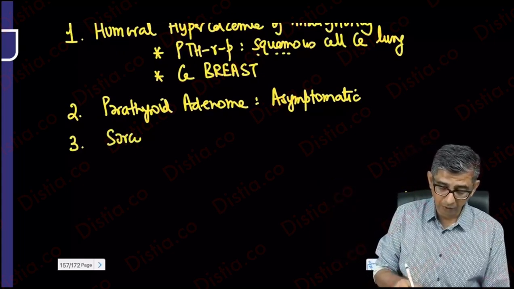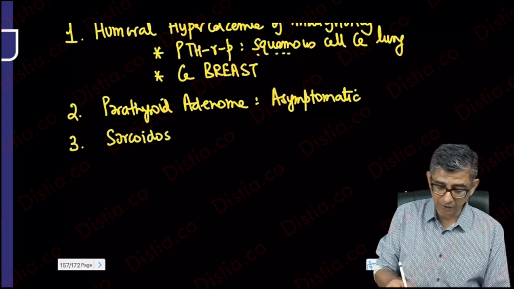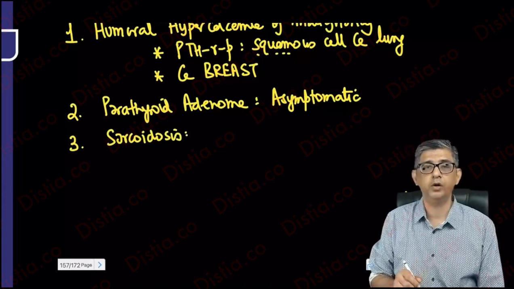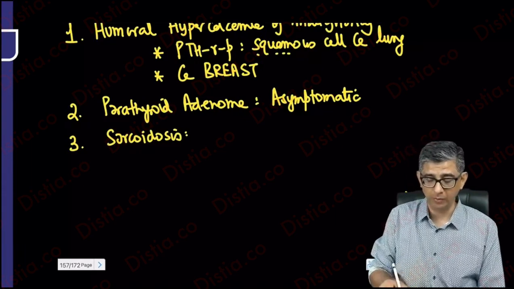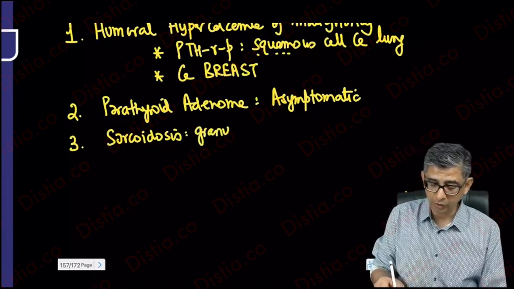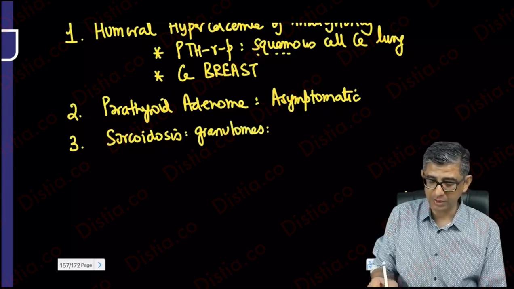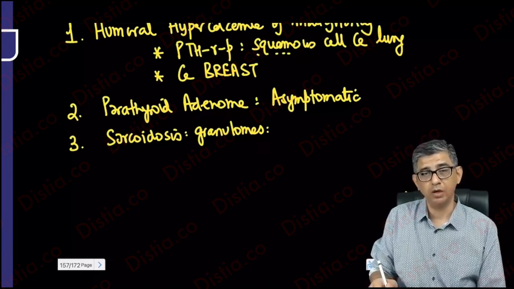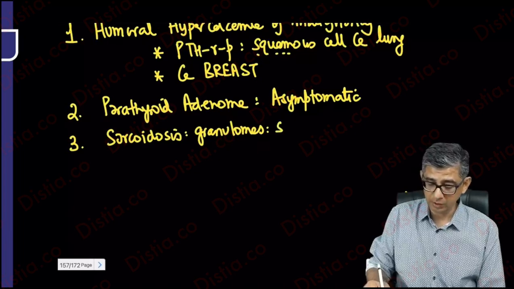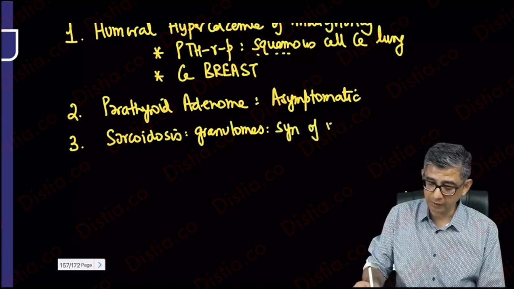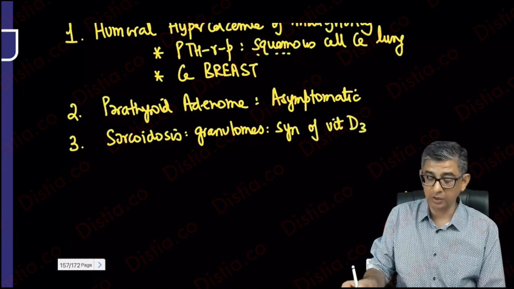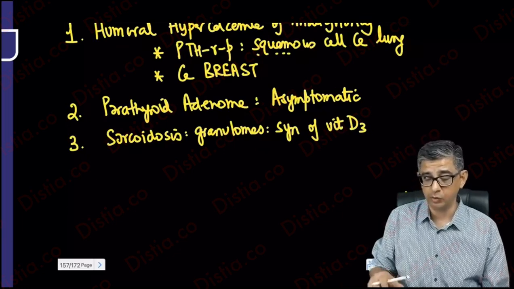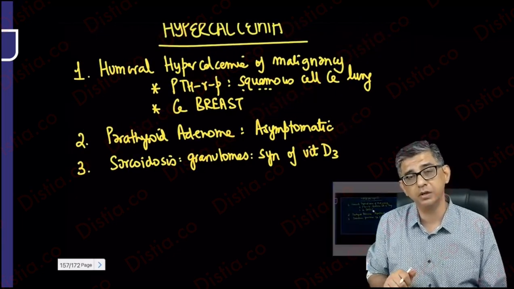Then a very important cause from an MCQ perspective is sarcoidosis. You're aware that in sarcoidosis we have the development of non-caseating granulomas. The speciality of these non-caseating granulomas is that they can synthesize vitamin D3 because they have the enzyme 1-alpha hydroxylase. As a result, there can be synthesis of vitamin D3, which will contribute to enhanced intestinal absorption of calcium and will increase calcium values, contributing to hypercalcemia in the patient.